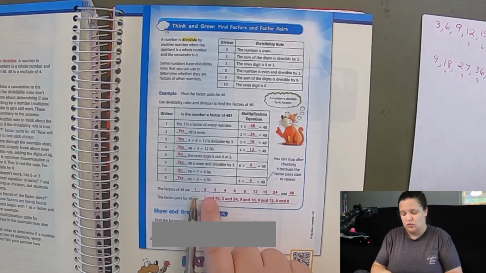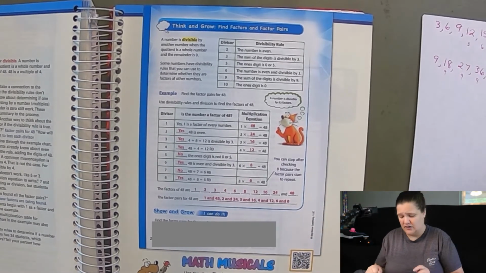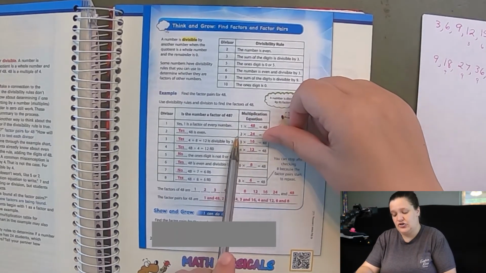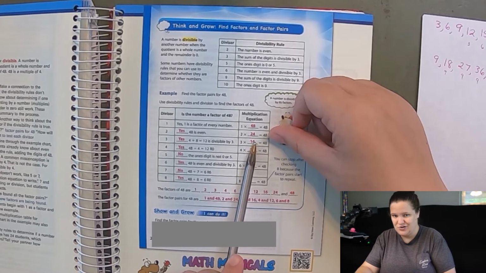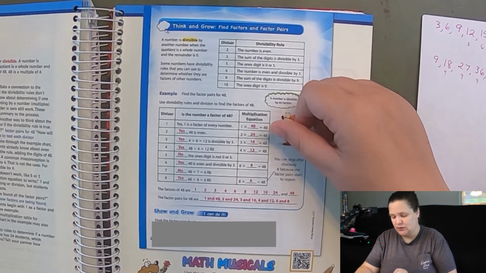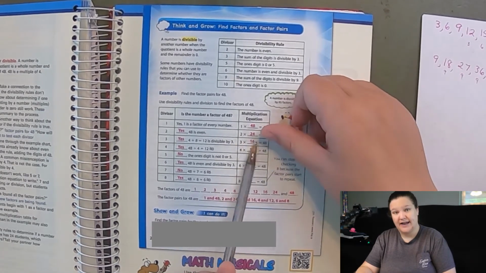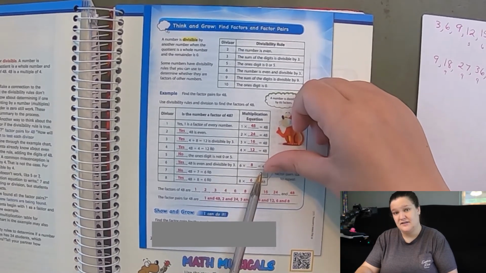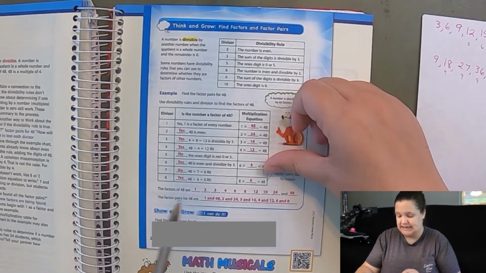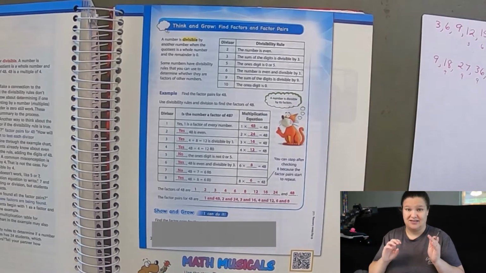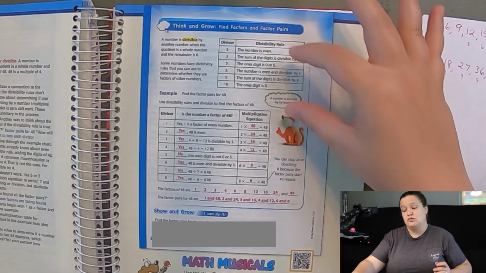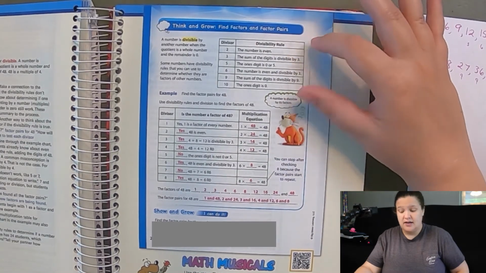So if you want to do 1 and then 48, that's fine as well, as long as you list all of the factors. Then 2 and whatever you got for 2 times to get to 48. And then 3 and its factor pair, 4 and its factor pair, 6 and its factor pair, which we discovered was 8. So your last one is going to be 6 and 8, because you're not going to put also 8 and 6 because that's already in there. Alright, so hopefully these rules will help you out a little bit.